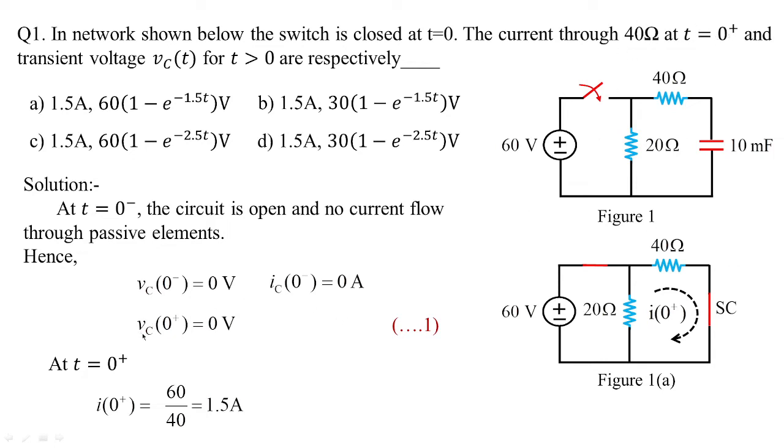Also note that Vc of 0 plus is 0 volts. Why is this 0 volts? Because capacitor voltage cannot change instantaneously. So before switching, the value of voltage is 0. So immediately after switching also the value of voltage will be 0 volts, especially in this particular problem. So this we have to keep in our mind. I'm treating this as equation 1. And already we have done with 1.5 amperes, which is satisfying all the four options of the given problem.